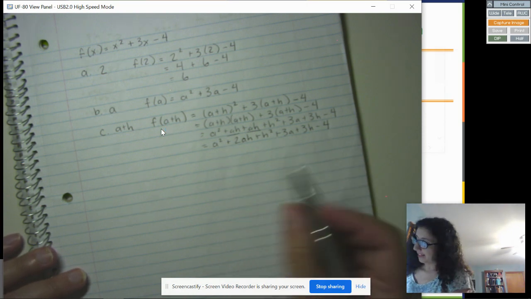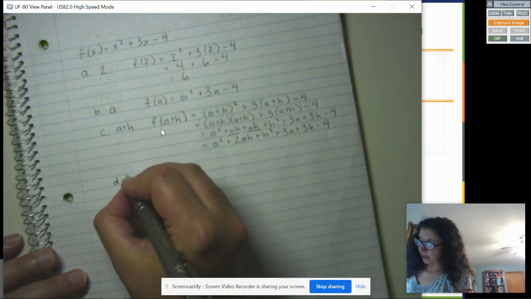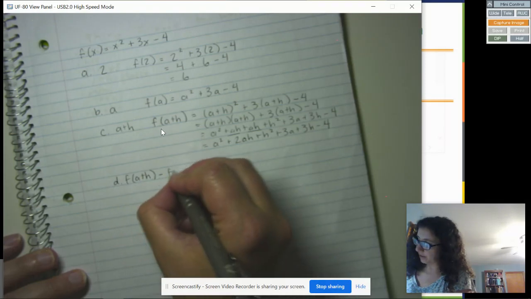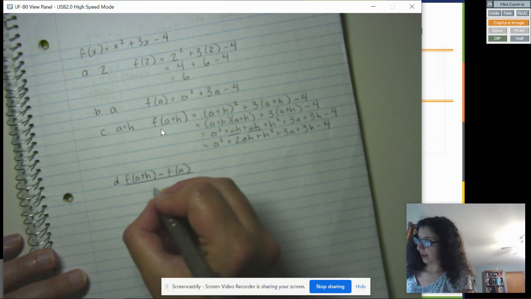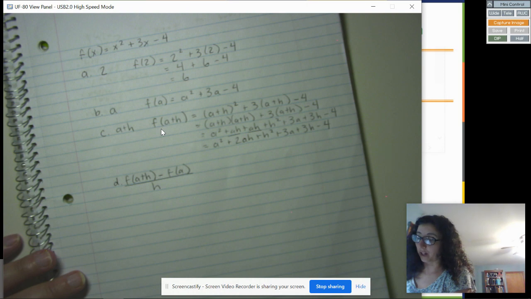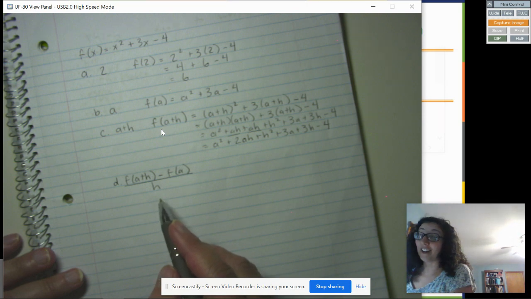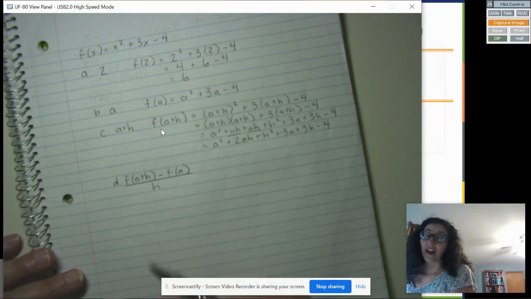And the last thing they wanted us to evaluate was f of a plus h minus f of a, all over h. This looks like a little bit of a random thing for them to ask us to evaluate. But I'll tell you what, this is actually an important equation. And if you want to know why, you need to take calculus next year. Okay? This is called the difference quotient. And we'll leave it at that.